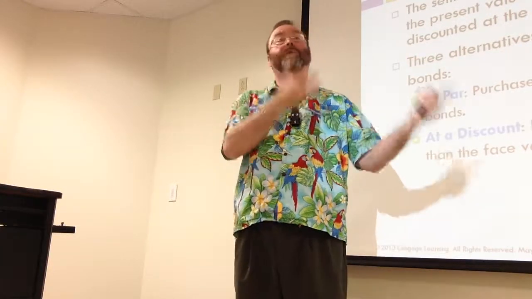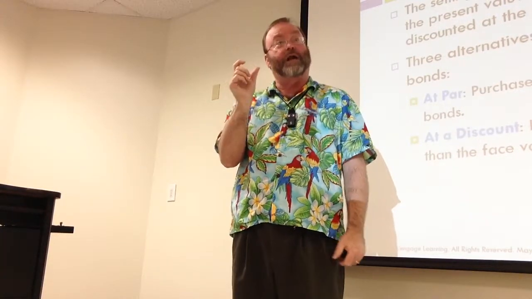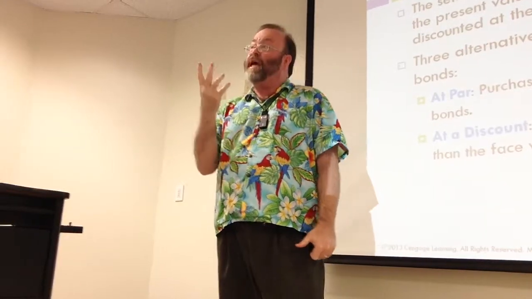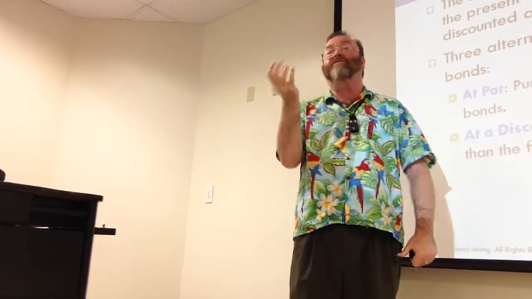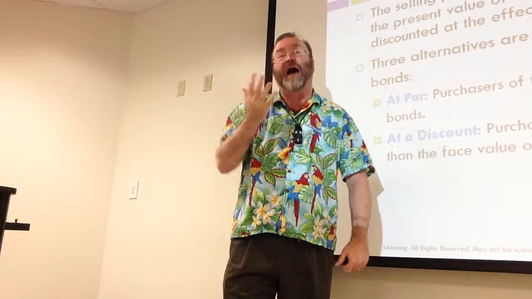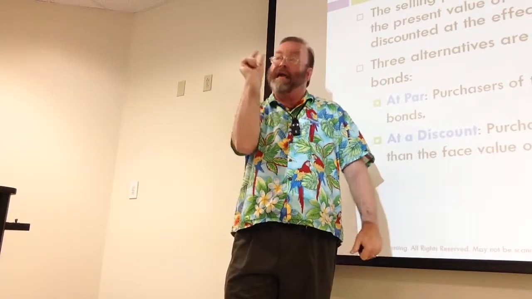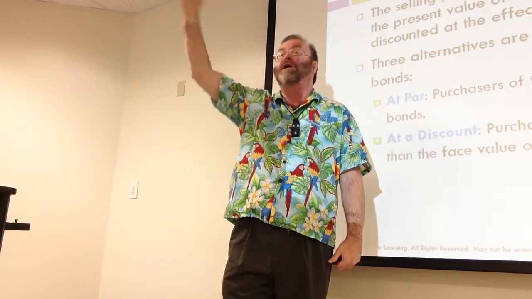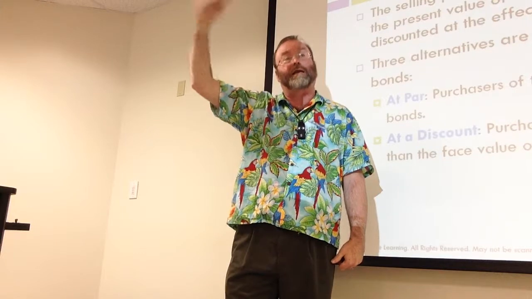At that point, the bond will sell for less than 100 and it will be a discount. So they'll get a $1,000 bond for $995, let's say, and that extra $5 will increase their overall yield up to where it needs to be at 9%.